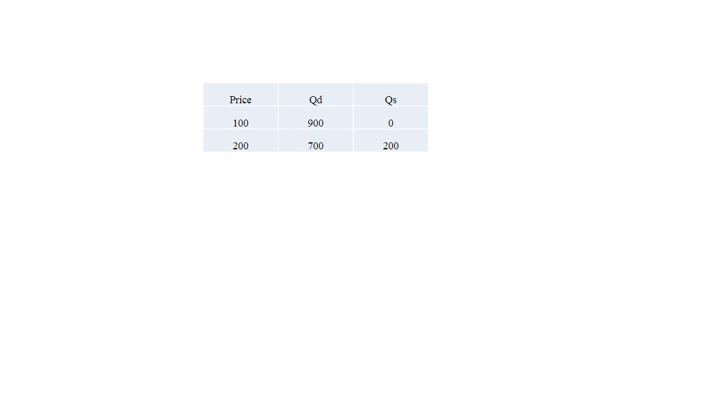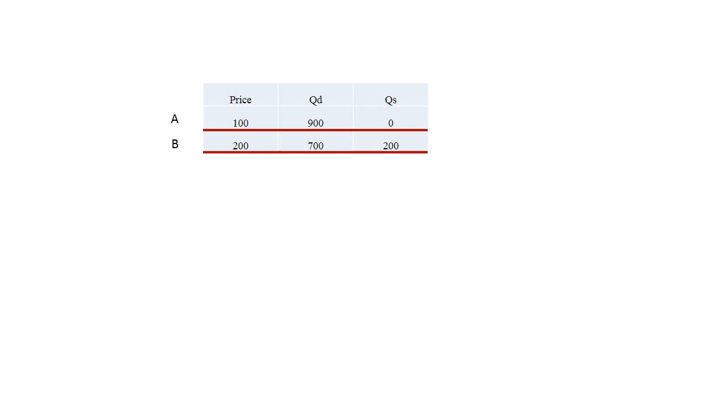The first thing you have to find is the demand function. Okay, there are several points in the table, but I choose only 2 points. You can choose any 2 points, any 2 combinations. In this case I choose point A and point B. Point A means that if the price is equal to 100, quantity demanded is equal to 900 and quantity supplied is equal to 0.